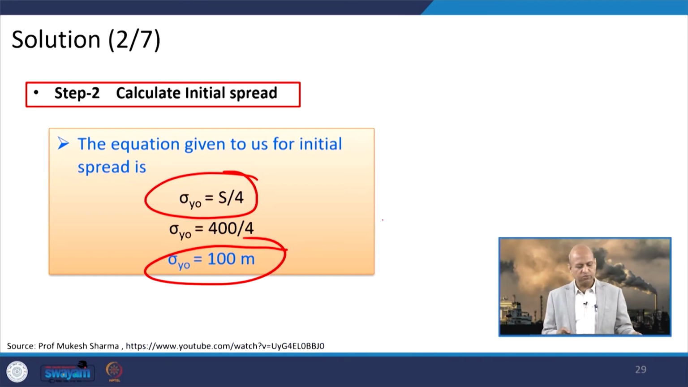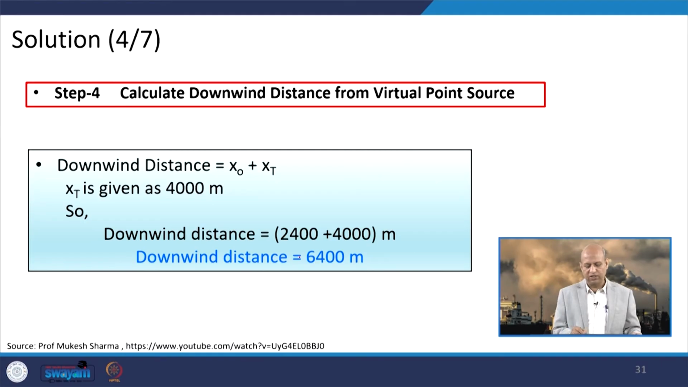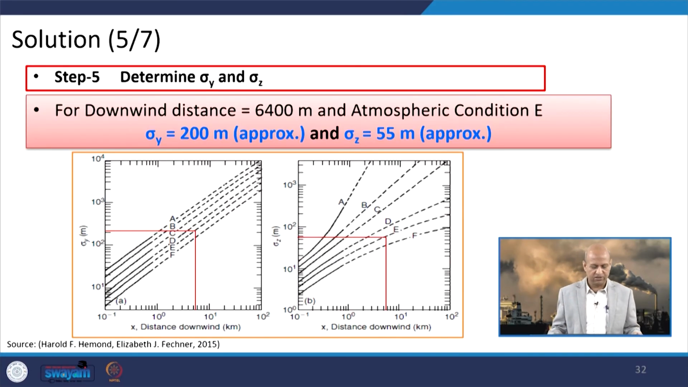So, now this 2400 meter, you add into 4000 meter, you get the total distance, that is 6400 meter. 6400 meter is the distance of that receptor or residential colony from the virtual point source. Virtual point source is nothing but the area source. We are assuming that this virtual point source is emitting as much emission as is coming from the area source. So, that is assumption based calculations, right.